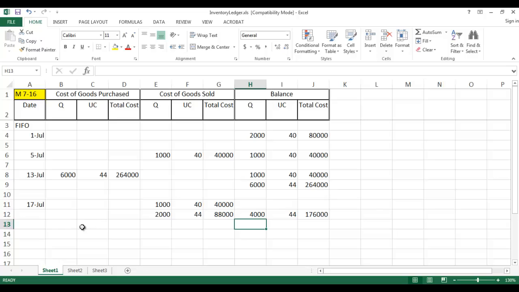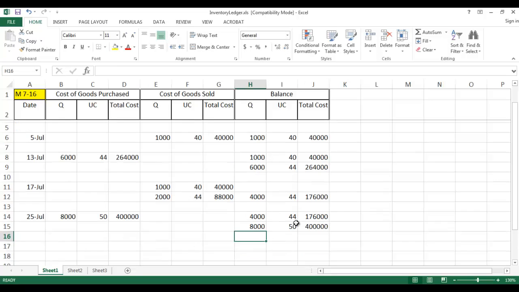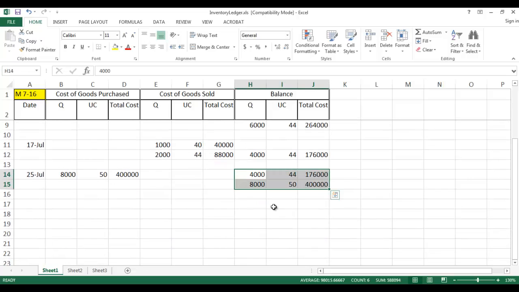Again, working under FIFO here. On July the 25th, I purchased 8,000 at $50. So that was a total of 400,000. Again, what do I have as a balance? Well, I've got the 4,000 at 44. And now I have my newer 8,000 at 50. So there's what I have.